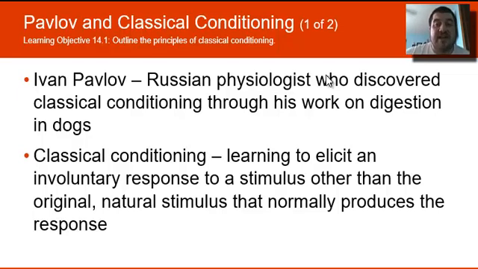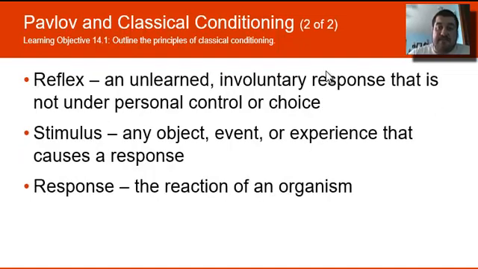Classical conditioning is learning to elicit, I'm just going to read this straight out and then we'll give you the real definition, an involuntary response to a stimulus other than the original natural stimulus that normally produces the response. Sound confusing? It does to me. So, basically, classical conditioning is learning by pairing things together. Let's take a look at this. Let's get some definitions first.